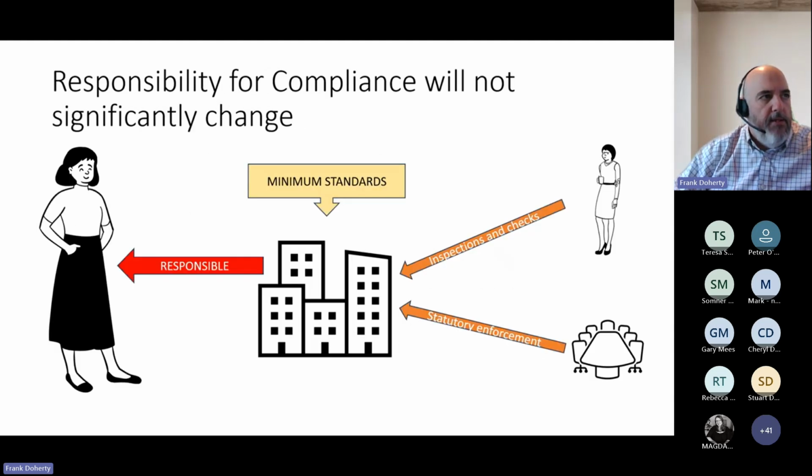So what we're saying is the responsibility for compliance won't significantly change. We're still looking at minimum standards. We would hope that new buildings would exceed minimum standards for safety. The local authority will still carry out their inspections and checks, and so the local authority verifier and the local authority do their statutory enforcement, and the relevant person is still going to be responsible for compliance.